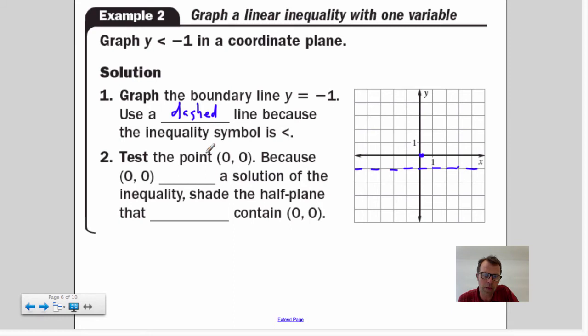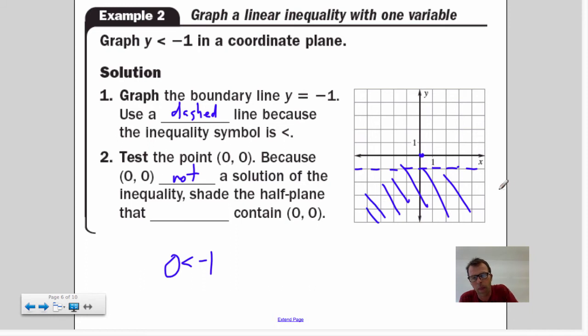So everybody is going to plug 0, 0 in just to make their life easier, and you can only do that, of course, if that point is not on the boundary line. So if the boundary line goes through the origin, pick another point. When we plug 0, 0 in, we notice that 0 is not less than -1, so 0 is not a solution to the inequality. So I would not shade here, I'd have to shade down here.